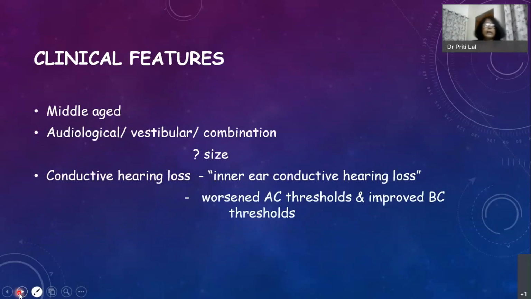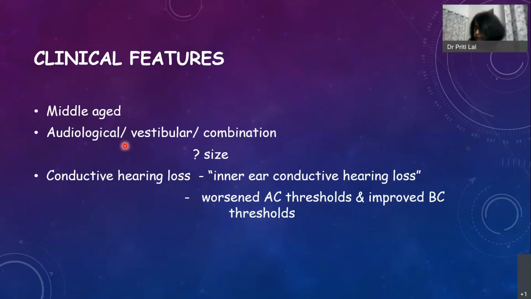So coming to the clinical features of cases of superior semicircular canal dehiscence, the patient is usually middle-aged, and they may present with various audiological, vestibular, or a combination of these symptoms. So it is not clear as to why a particular patient will present with a particular subset of clinical features.